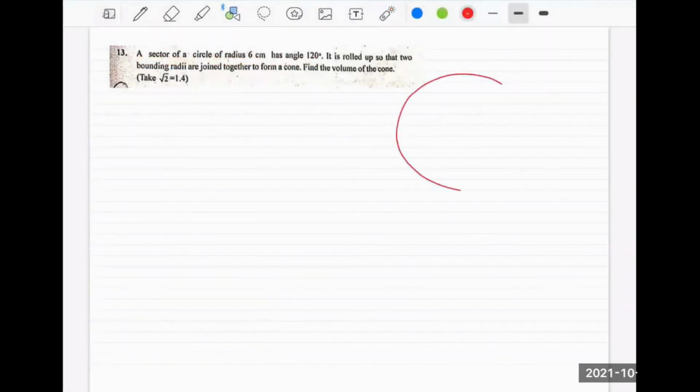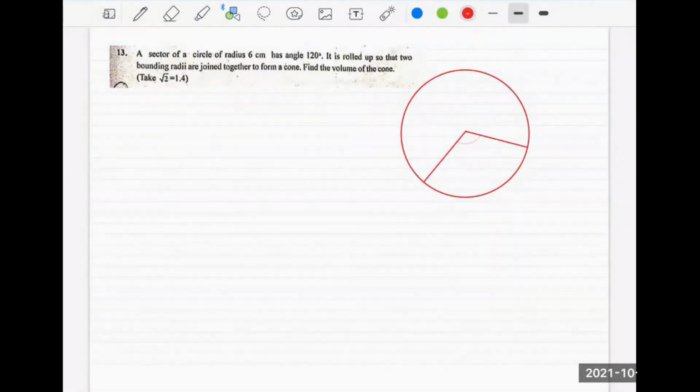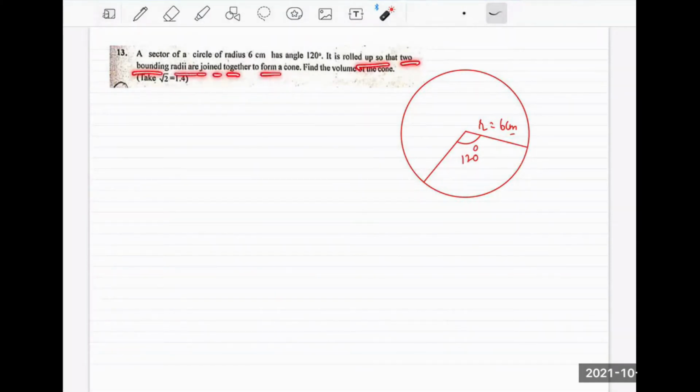First of all, you draw a circle and we draw a sector. How much is the angle right here? This angle is 120 degrees. What about the radius? The radius is 6 centimeters. Now, according to the question, it is rolled up. We roll the sector so that the two bounding radii are joined together to form a cone. This radius and this radius are joined together.